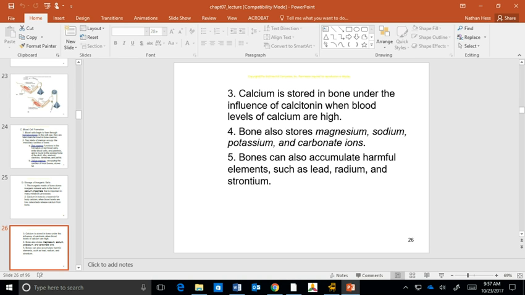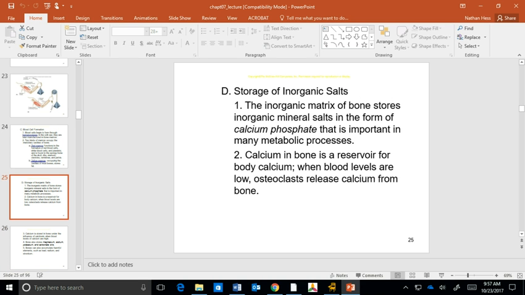Okay, sir? On the previous slide, number 1, can you explain that? They're basically telling you that calcium is stored as calcium phosphate. So it's not just calcium all by itself. It's been bonded to a phosphate ion, a PO4 ion, because you want it to be stable. Calcium by itself would react in your body. It would not be fun.